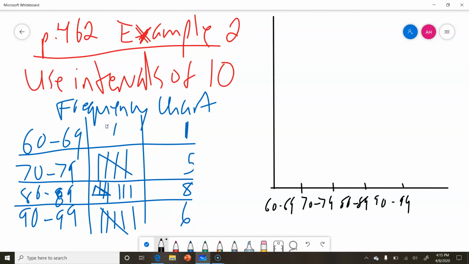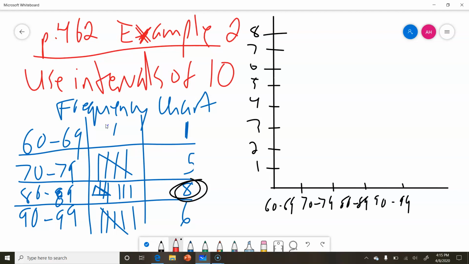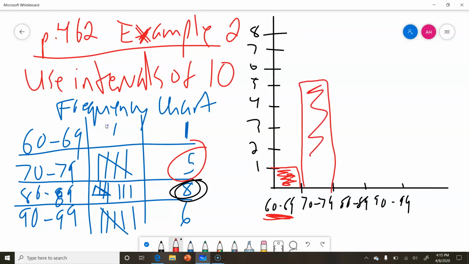Do you see that? Now going up, I need the number of students, and since I only need a total of 8, this is our biggest, I can just go 1, 2, 3, 4, 5, 6, 7, 8. Right? That's 8, 7, 6, 5, 4, 3, 2, 1. So now I say how many students were in this category right here. There's only one, so I come over and down and color that in. There we go. Now I say how many were in this category? 5. So I go all the way up to 5, over and down, color that in.